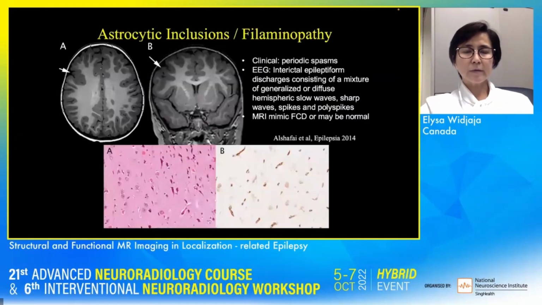The imaging appearance of astrocytic inclusion is very similar to focal cortical dysplasia. The main distinguishing feature is the clinical presentation. Patients with astrocytic inclusions are more likely to present with periodic spasm compared to those with focal cortical dysplasia.